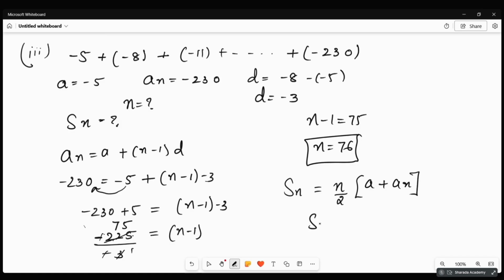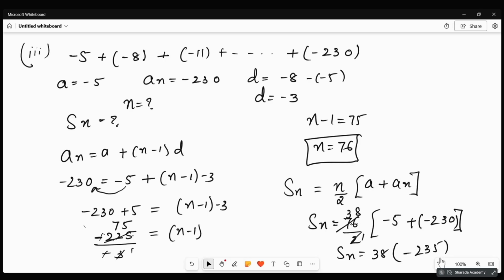n by 2 into a plus an. So Sn is equal to n here is 76 by 2 into a, which is minus 5, plus an. An is minus 230. 2 ones are 2, 6 threes are 18, so 38 you will get. So Sn is equal to 38 into minus 235.